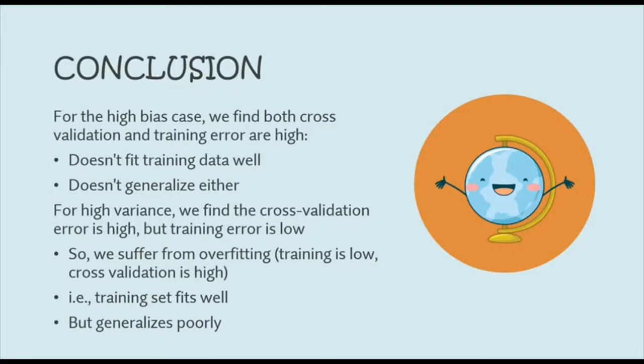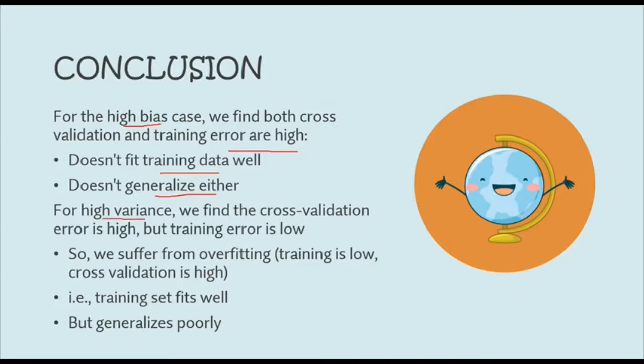So, as a conclusion, why the higher is the degree of polynomial, the higher is the cross validation error. Because for the high bias case, we find both cross validation and training error high. Maybe this doesn't fit the training data well or doesn't generalize either.